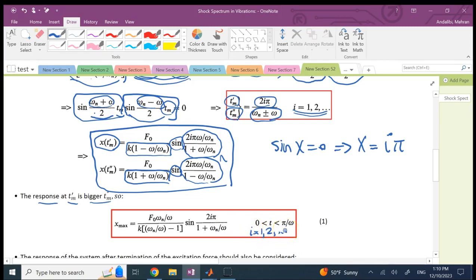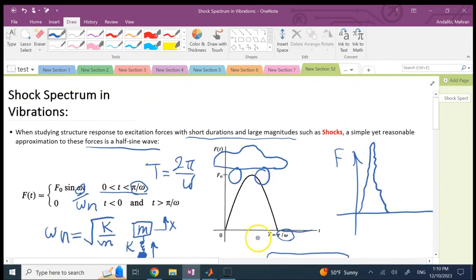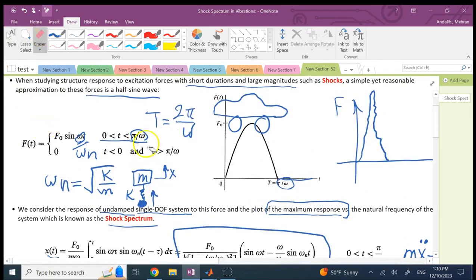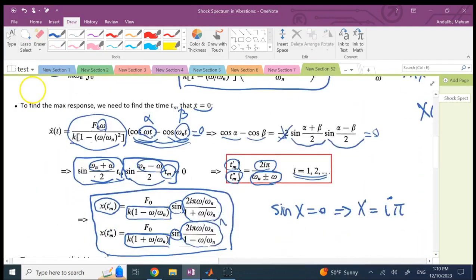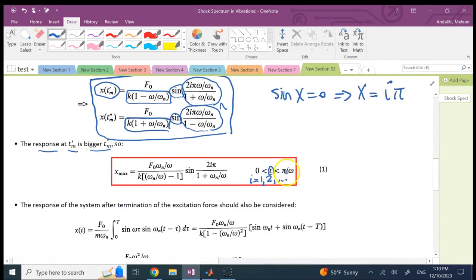Okay, so this is x max, and the t that we used here is only for the time that the exciting function is applied. And remember, your exciting function is applied between what two times? Between 0 and pi over omega, half cycle. So this max equation is also only valid when t is between 0 and pi over omega. This is the maximum response you can possibly get.